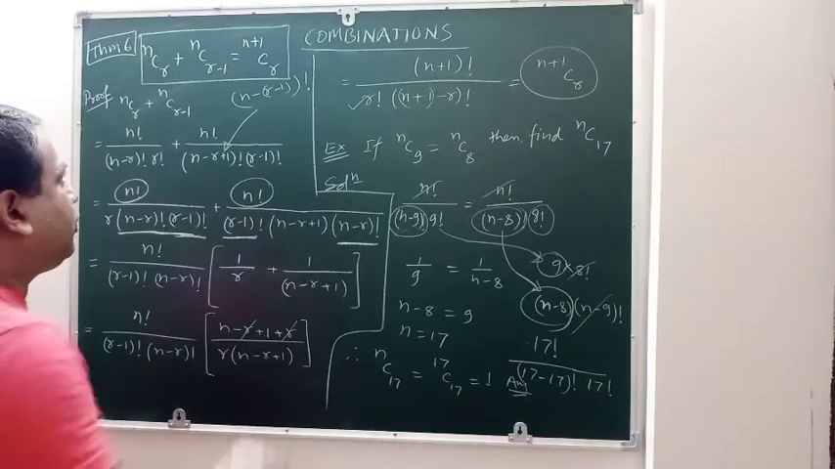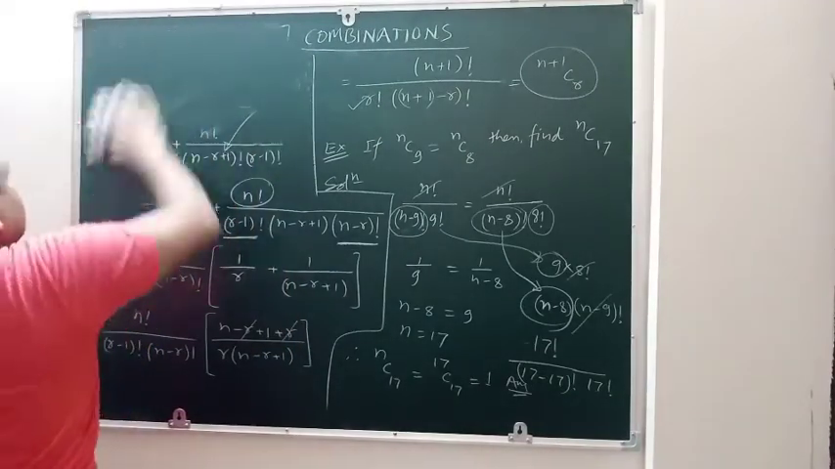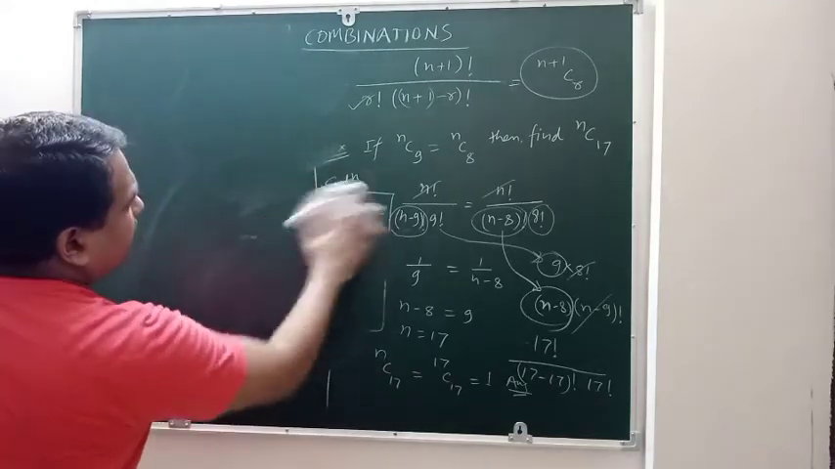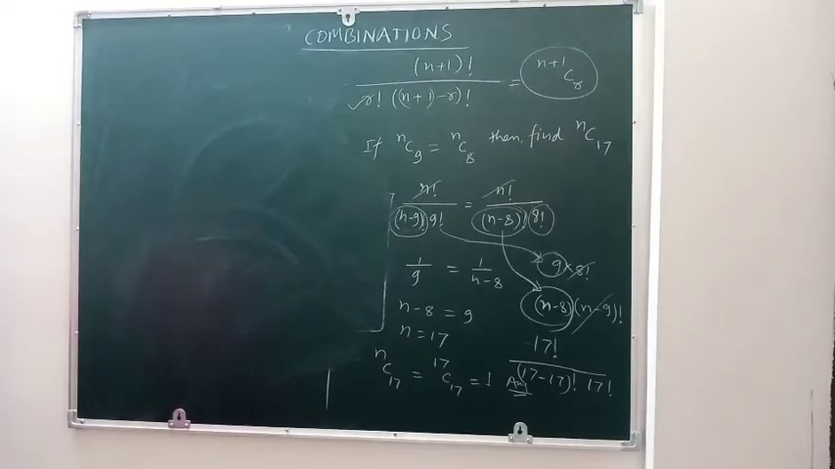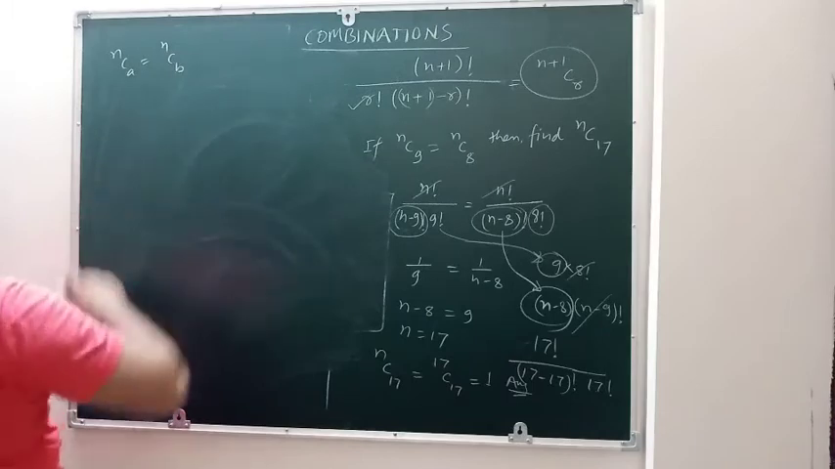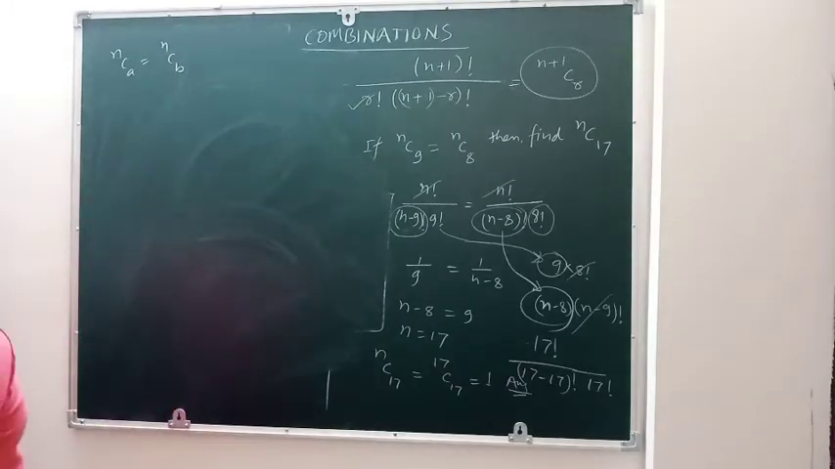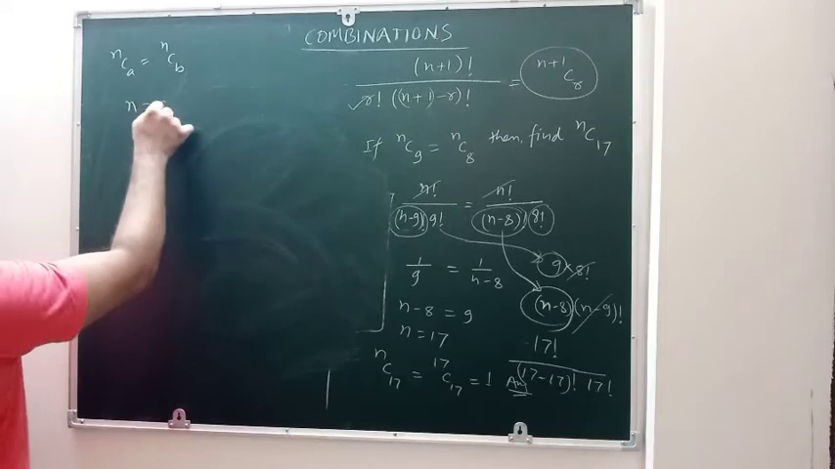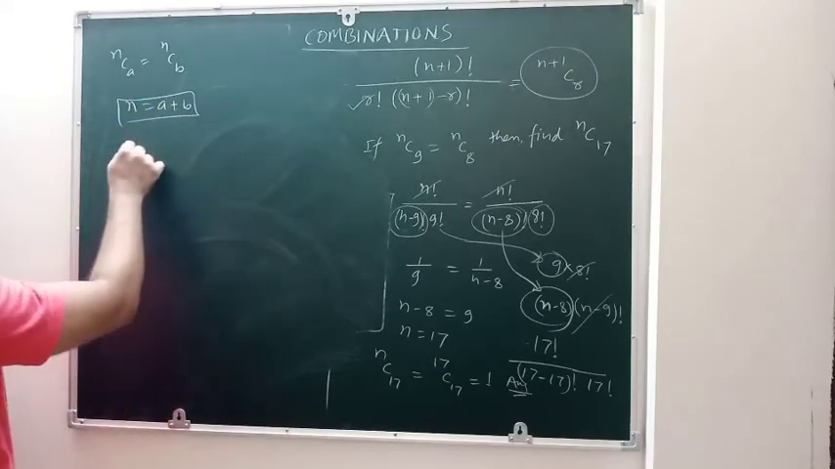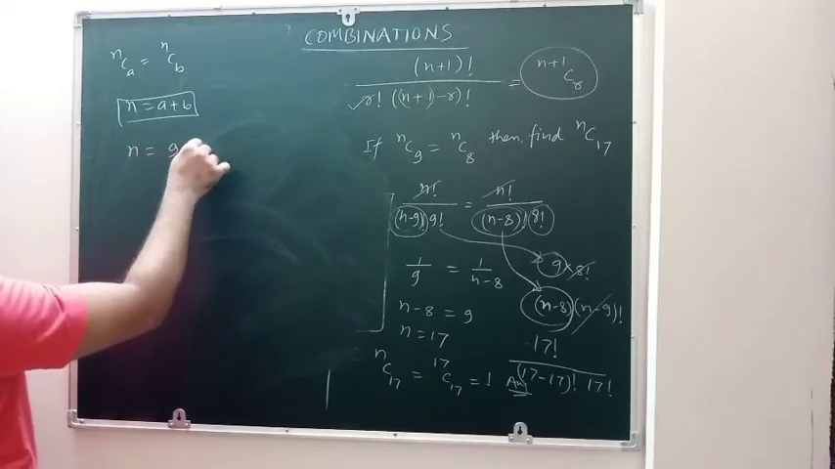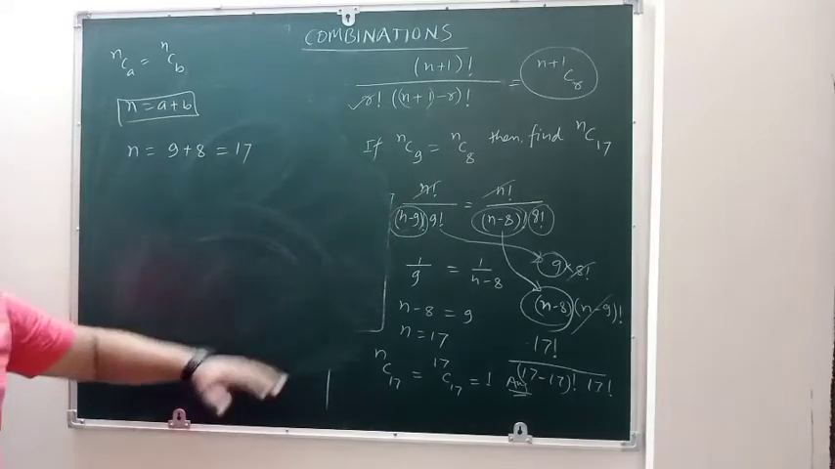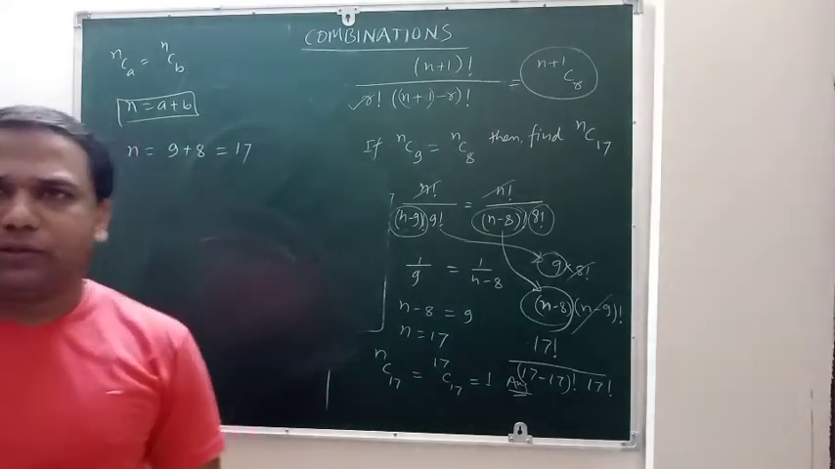We'll also have one more solution for this, as we noted down in the remark there: if nCa is equal to nCb, then we have n equal to a plus b. Directly we can use this, and we know that n equals 9 plus 8, which gives us 17. So we can use this formula also, and we can solve by this method also.